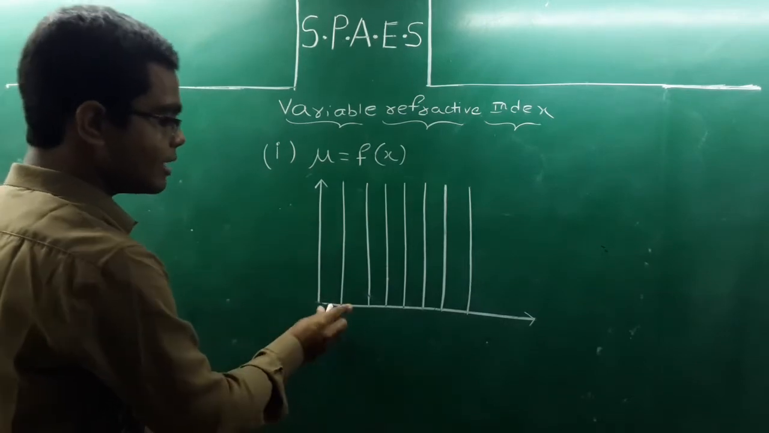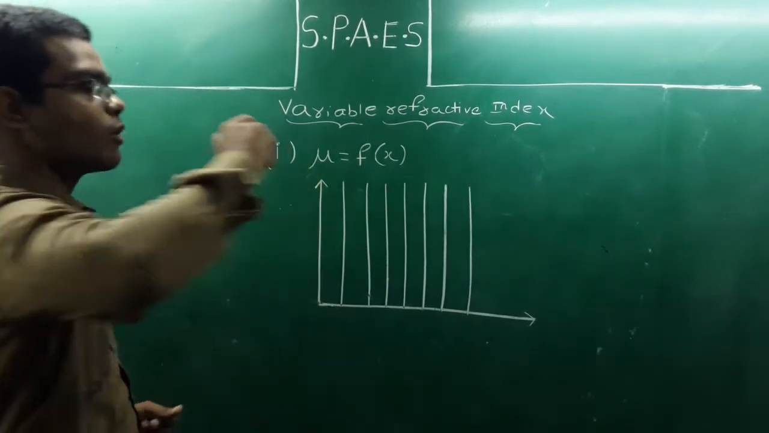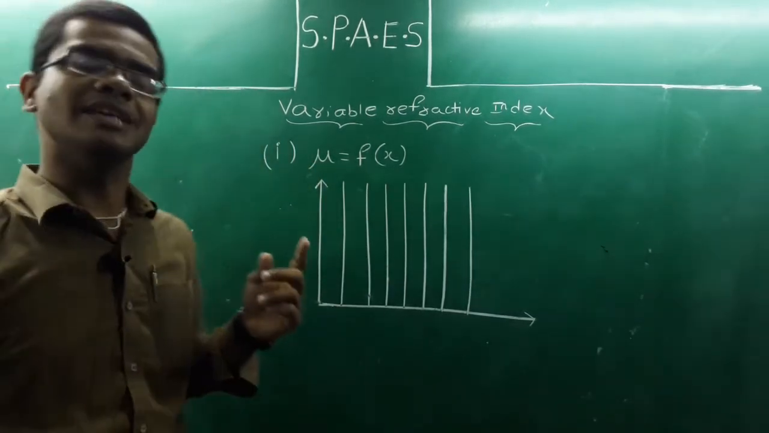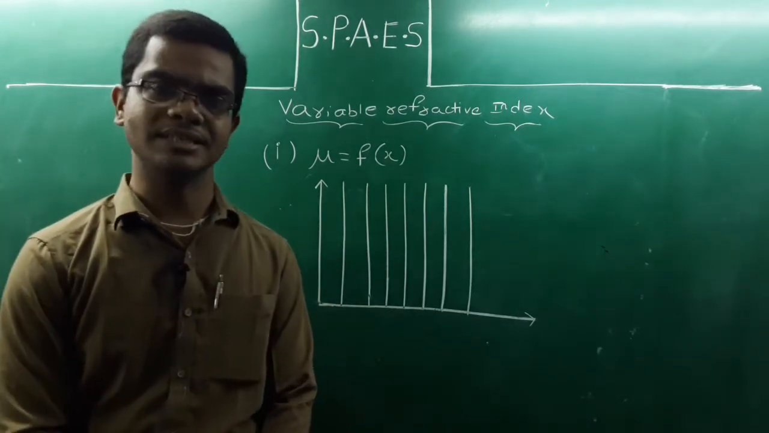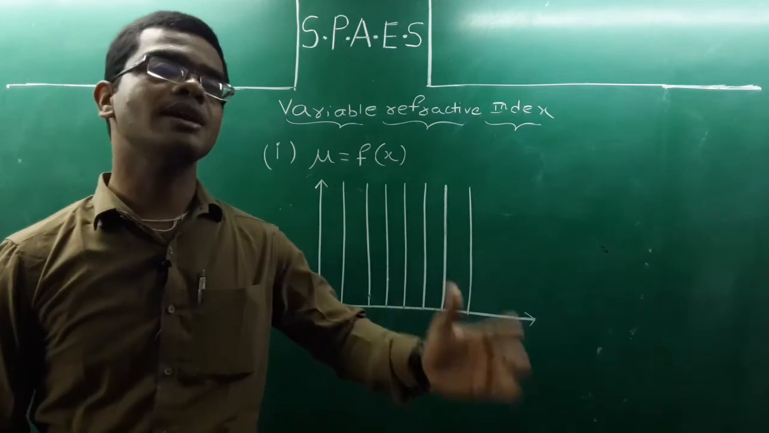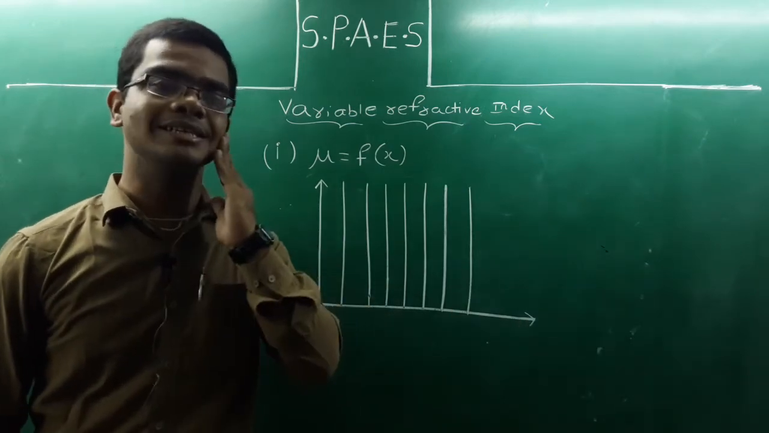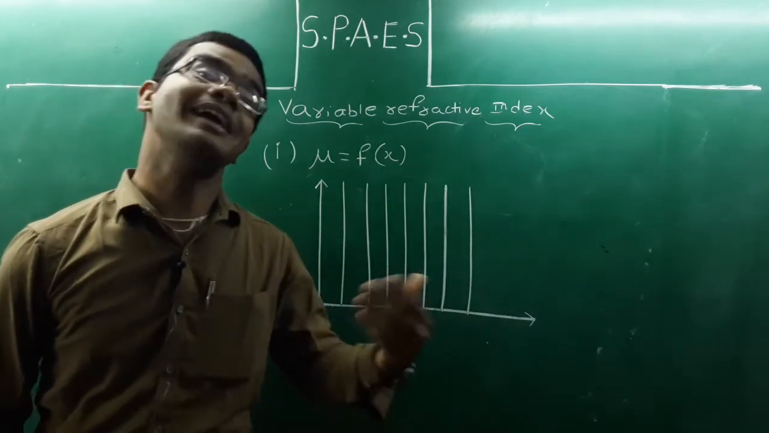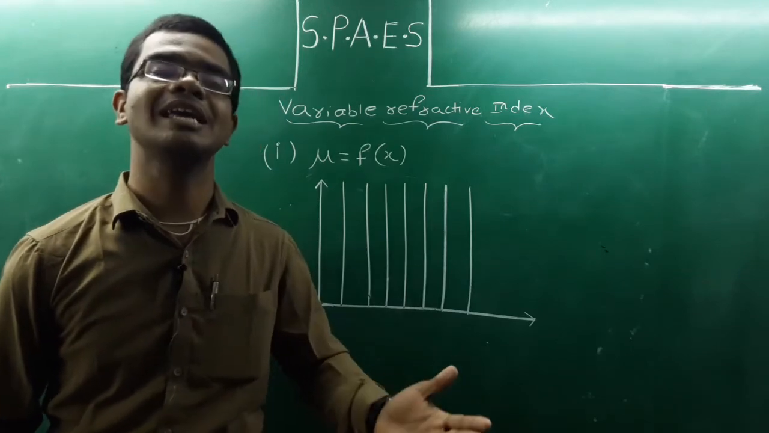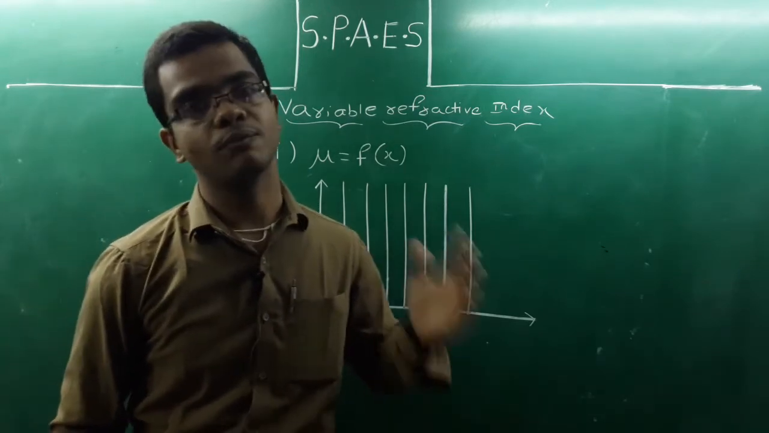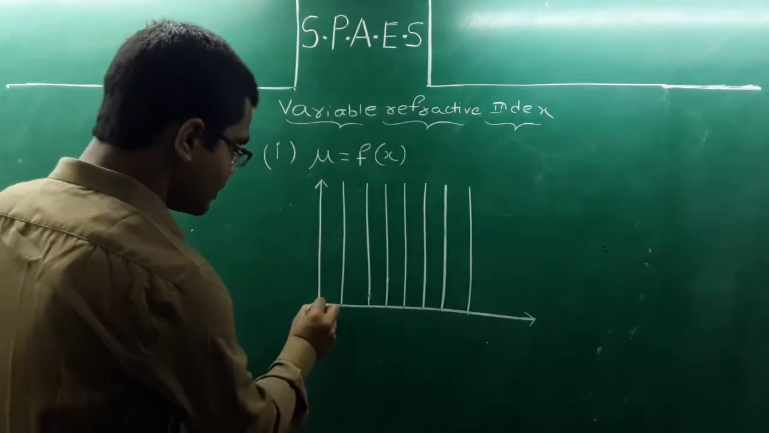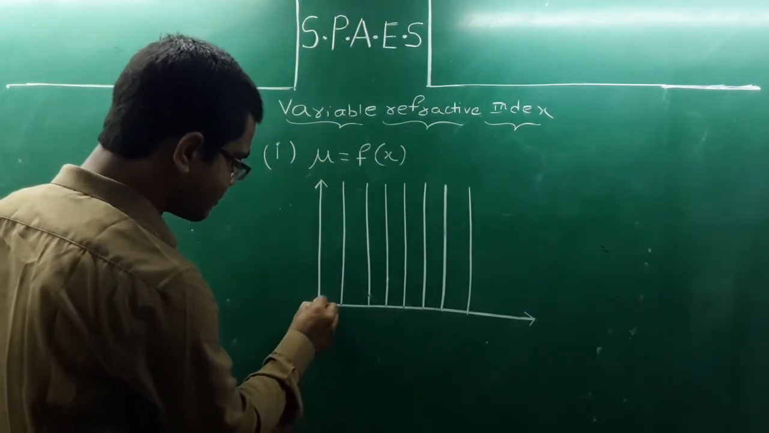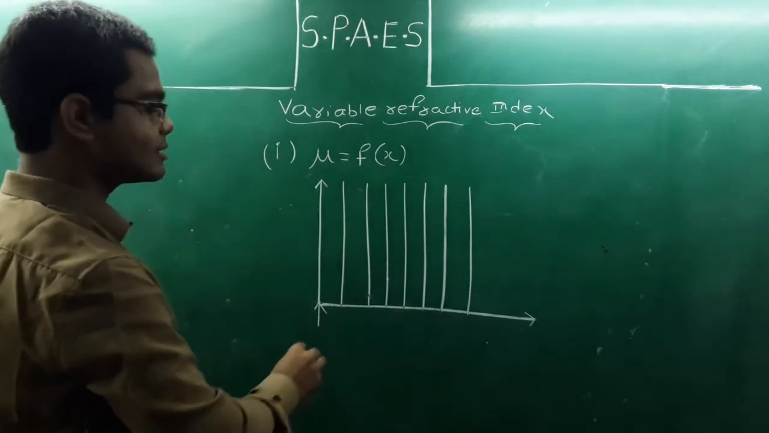Now let's see how to do this problem. Generally, in this type of problem the refractive index is varying, and they will ask us in what path the light is traveling. That is, what is the equation of the path of the light. Imagine the light has entered like this.